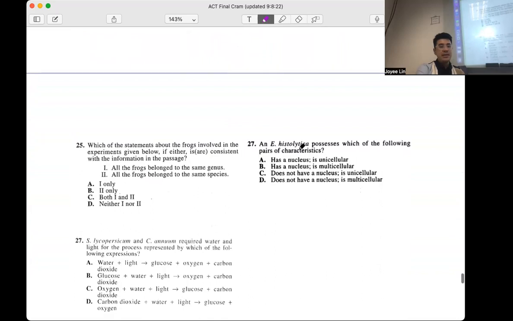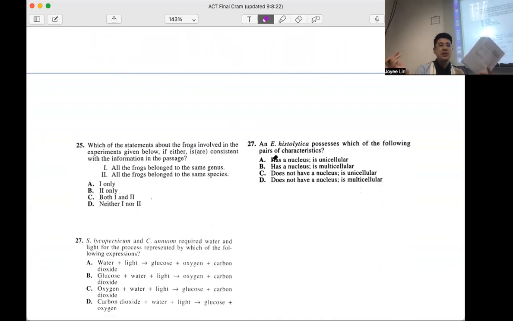E. histolytica, this is an amoeba. What do you think about an amoeba? They didn't give you any information. They just said it was an amoeba. Has a nucleus, unicellular.